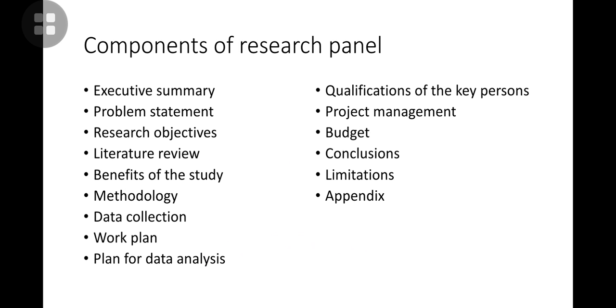Components of research proposal. First, the components: executive summary, problem statement, research objectives, literature review, benefits of the study, methodology, data collection, work plan, plan for data analysis, qualification of the key persons, project management, budget, conclusion, limitation, and appendix.